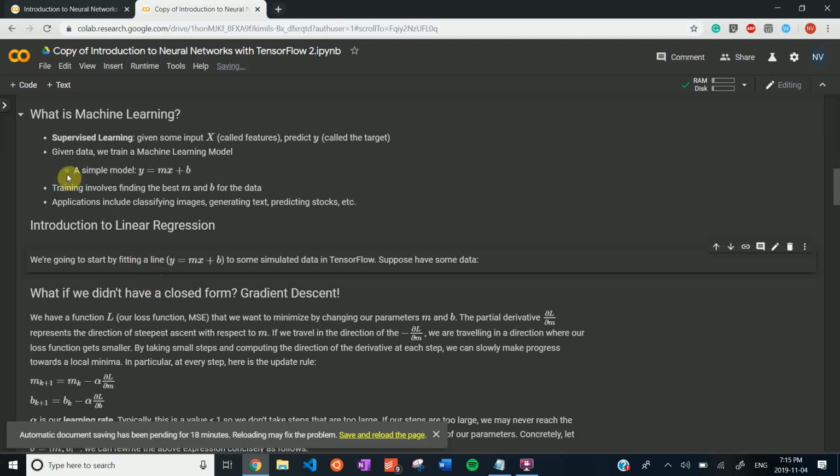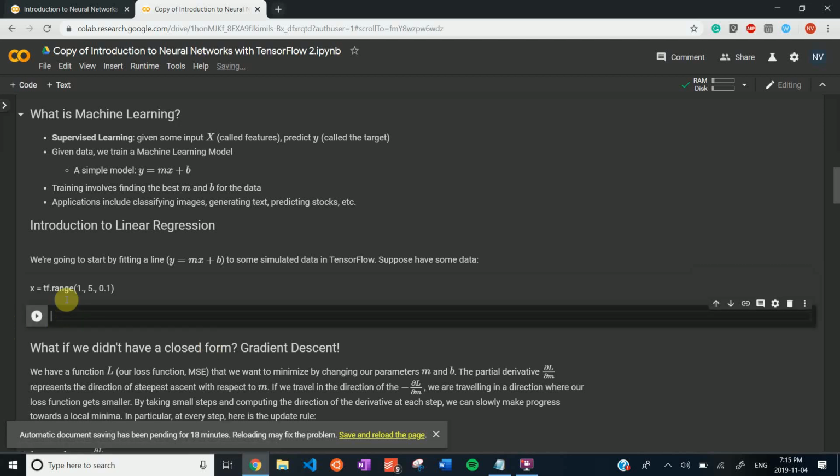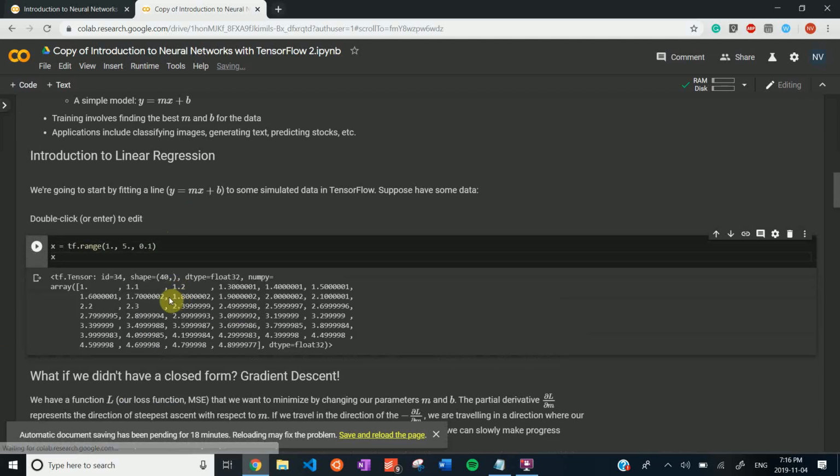Cool. So let's generate some x data here. We can do tf.range, which will generate values between these two numbers, and 0.1 is the step. Oh, that's text, that's not code. So here we have a sequence of values.